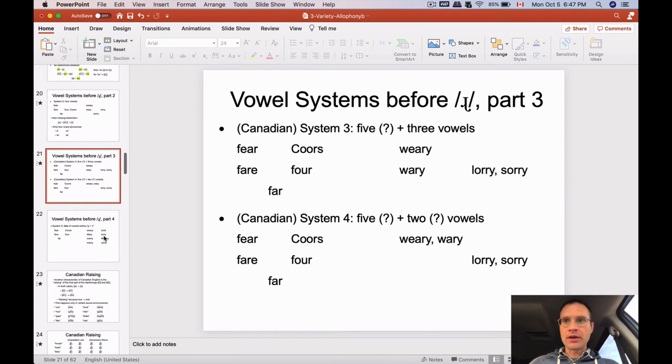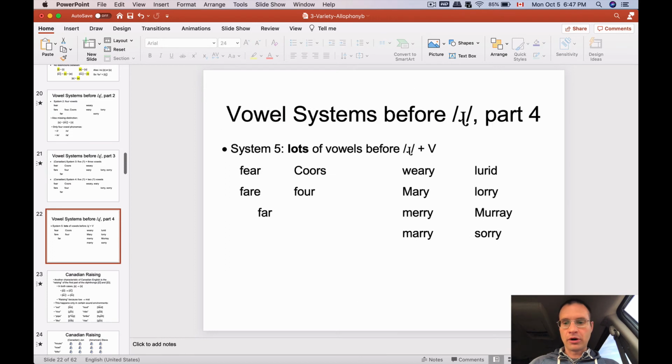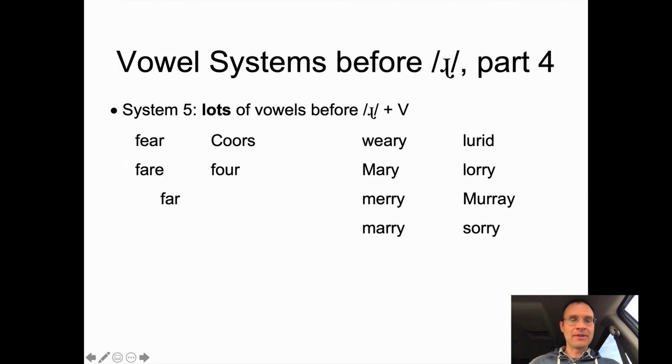But there's also other vowel systems that have more contrast in that than my system does. So this system has still the same 5 vowels over here: fear, fair, far, for, and core. And then over here, it has a lot of different distinctions in the vowel R vowel context. So weary, merry, marry, lurid, lorry, murray, and sorry. So yeah, there's lots going on here.